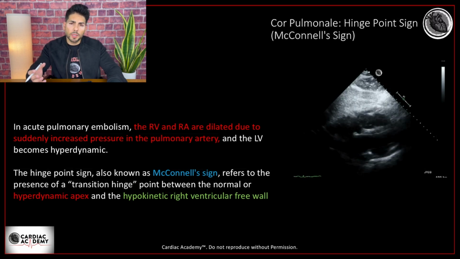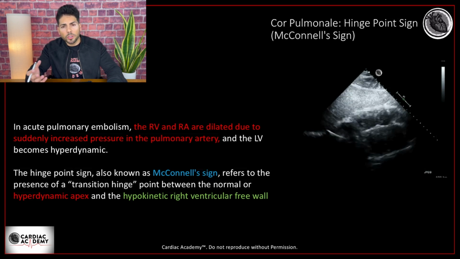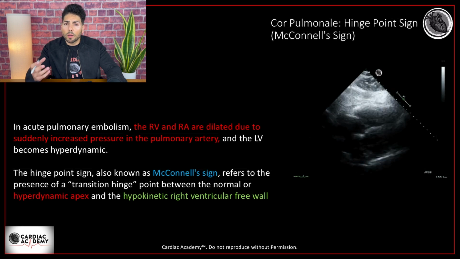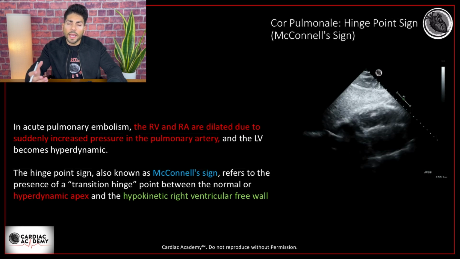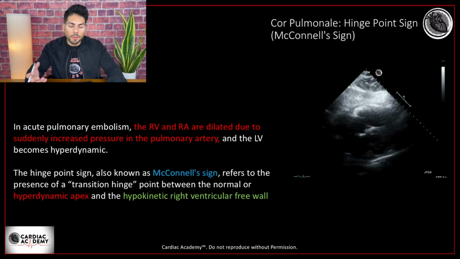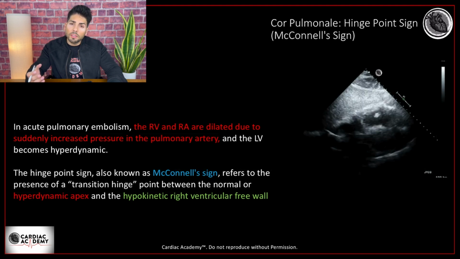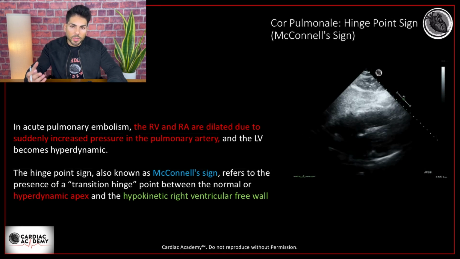So in pulmonary embolism, there's a sudden increase in the pulmonary artery pressure, which causes the right ventricle and the right atrium to become dilated, okay? You're gonna notice also that the left ventricle will become hyperdynamic.